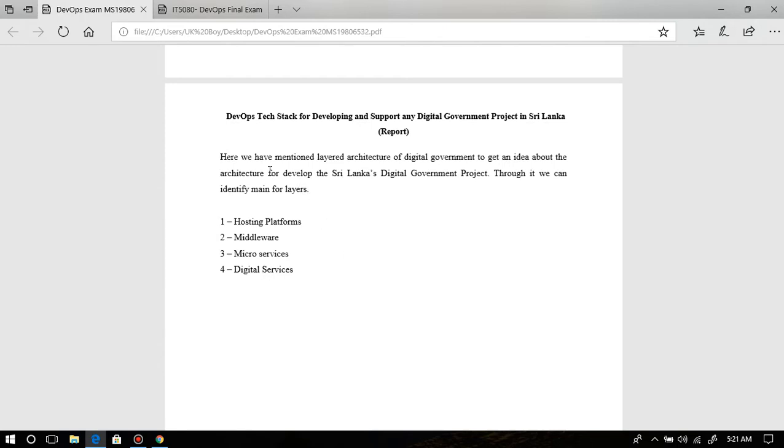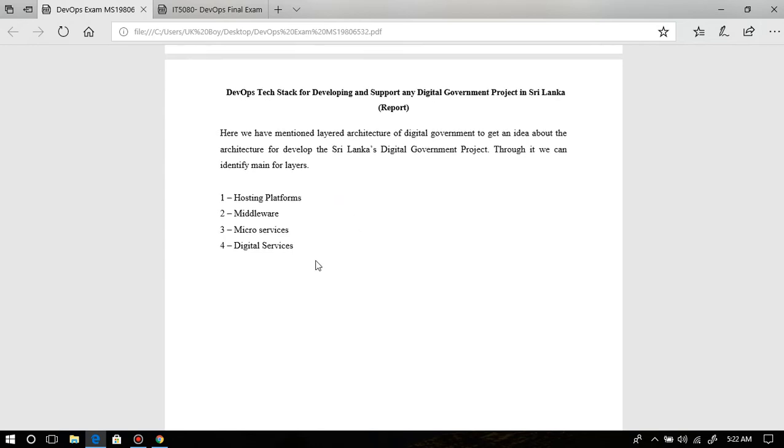Then after I have added the basic 4 layers of the architecture which we have seen in the Singapore government, and as well we can use these 4 layers in our proposed Sri Lankan digital government architecture. First one is hosting platform. We know that to run the system we want a hosting platform. The second one is middleware. Third one is microservices. Fourth one is digital services.